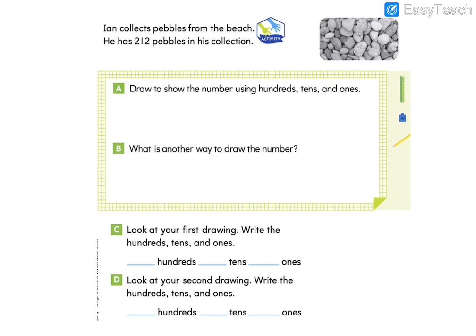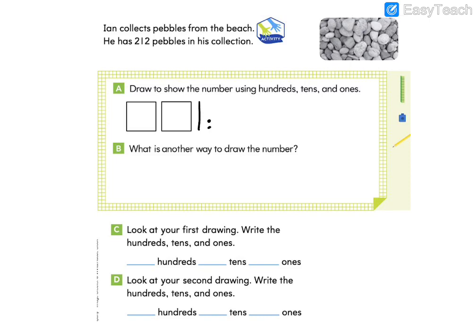Ian collects pebbles from the beach. He has 212 pebbles in his collection. Draw to show the number using hundreds, tens, and ones. So go ahead and draw the number with hundreds flats, tens rods, and ones cubes. You should look something like this. 200, 10, 2 ones, 212.